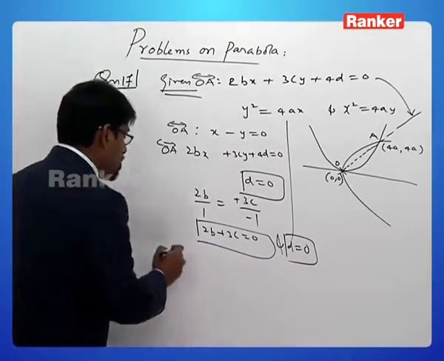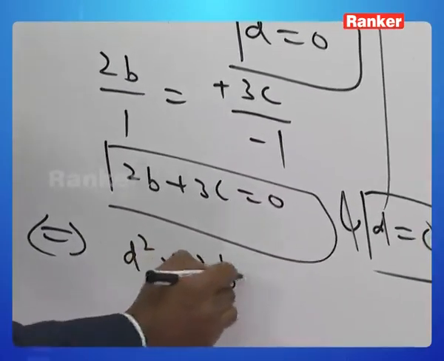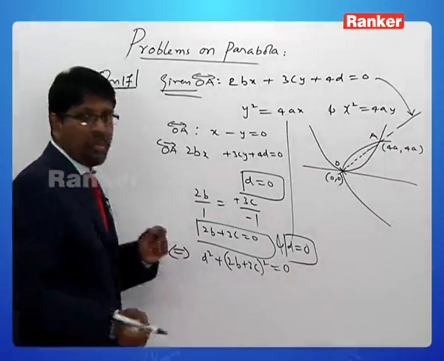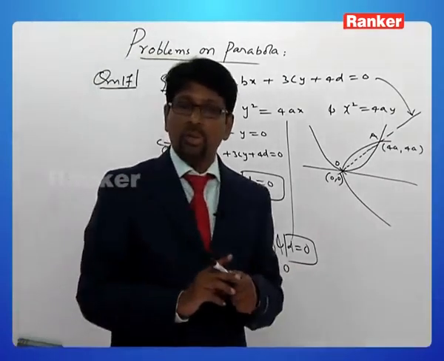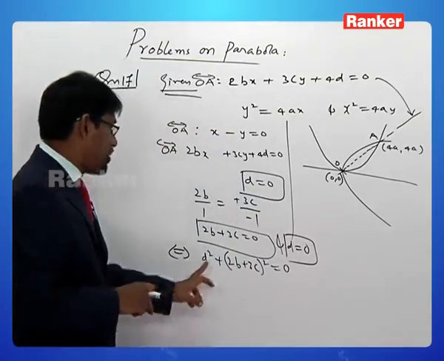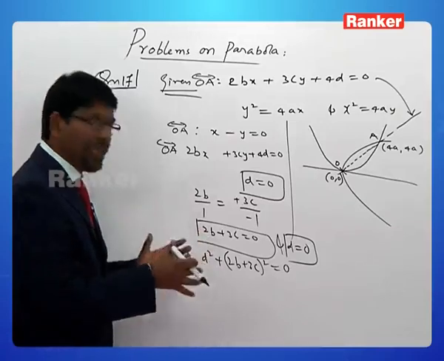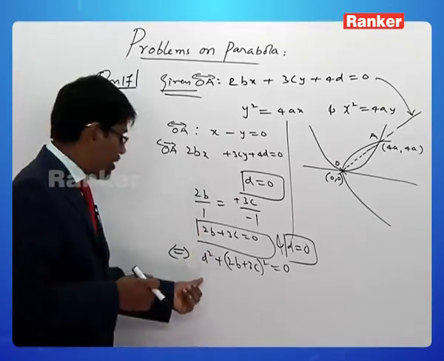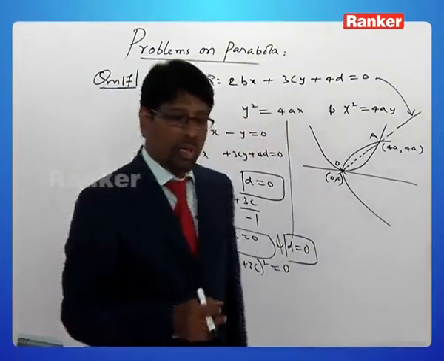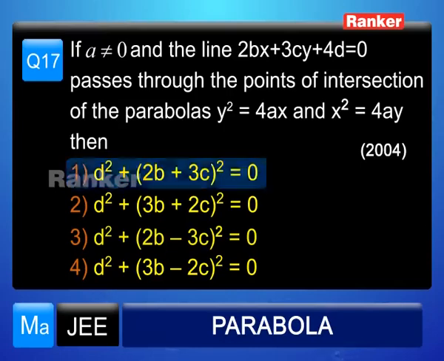That can be possible if and only if d square plus 2b plus 3c the whole square is equal to 0. When the sum of the squares of two real numbers is 0, it means that both the numbers have to be 0 simultaneously. So we have d to be 0 and 2b plus 3c equal to 0. That can be combined into one condition this way: d square plus 2b plus 3c the whole square has to be 0, and that's clearly appearing in option number 1, which is the right answer.